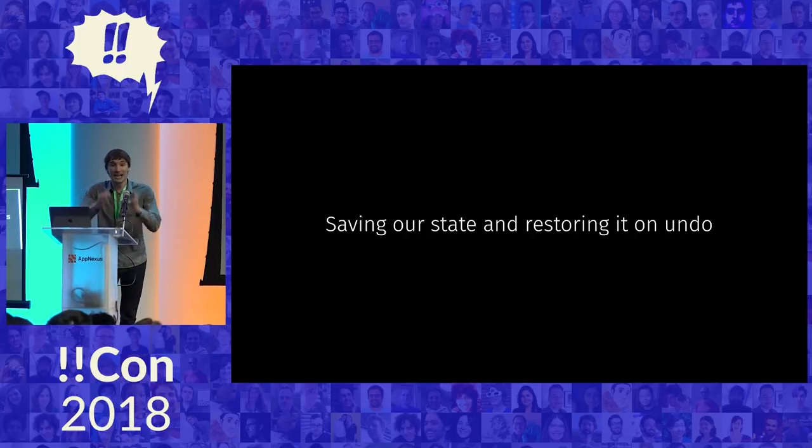Let's try to save our state and restore it on undo. Lots of programs can do this. MATLAB or R have built-in functions for serializing your state, and you can reload it, although it might take a lot of space to do that. And in Python, we don't have something like that built in. So I wish we could efficiently store the representation in memory of our program.